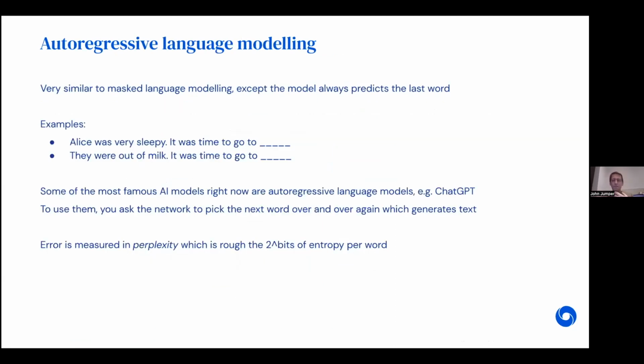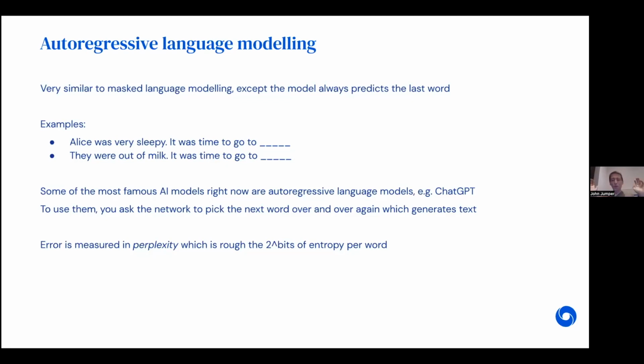Now, the other big story, really the much, much bigger story in the last year, has been autoregressive language modeling. This is almost exactly the same as masked language modeling, with one tiny technical difference: you're always filling in the very last word of whatever piece of text is given, so you only see context to one side. For example, "Alice was very sleepy, it was time to go to bed" might be a good example.